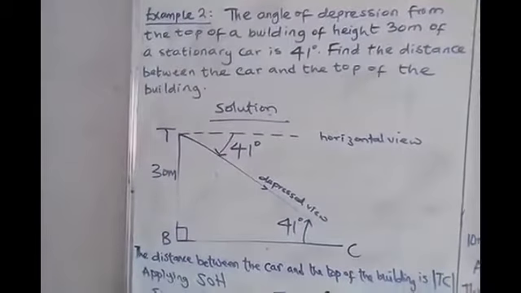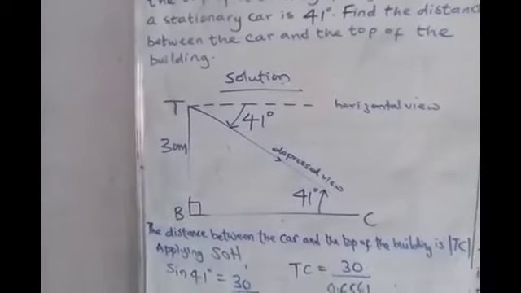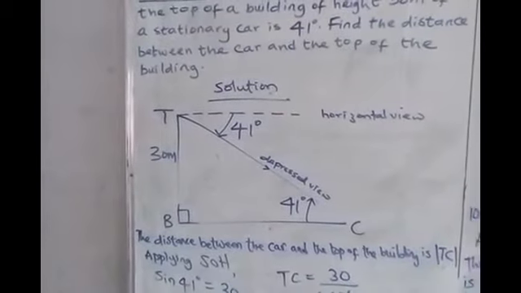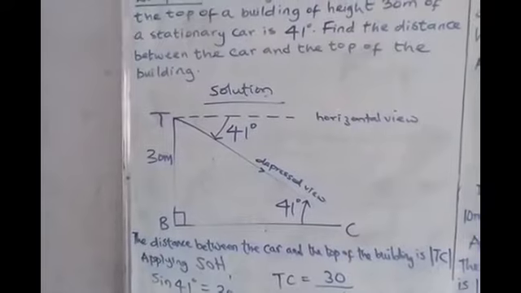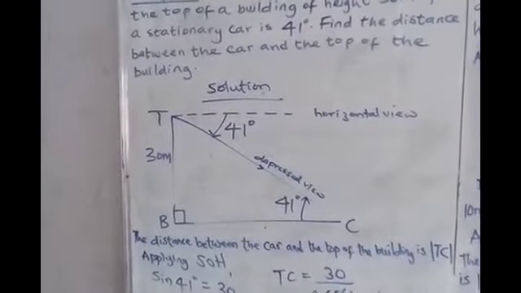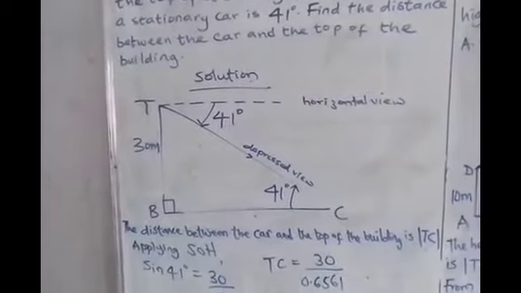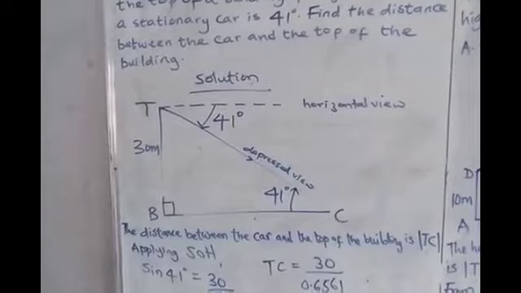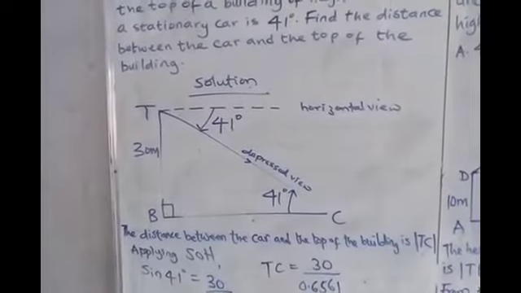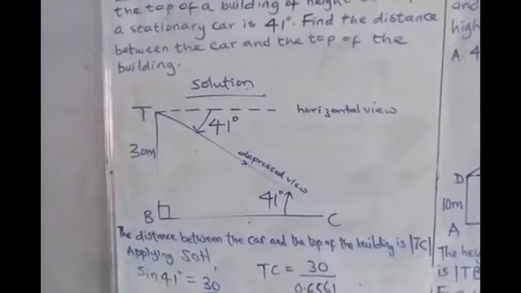We have the diagram down here because the question is dealing with angle of depression. So which implies the first thing to draw is our horizontal view. Then the next one is the depressed view. And we said angle of depression is the angle formed between the horizontal view and the depressed view. So we have 41 degrees between the horizontal view and the depressed view there.